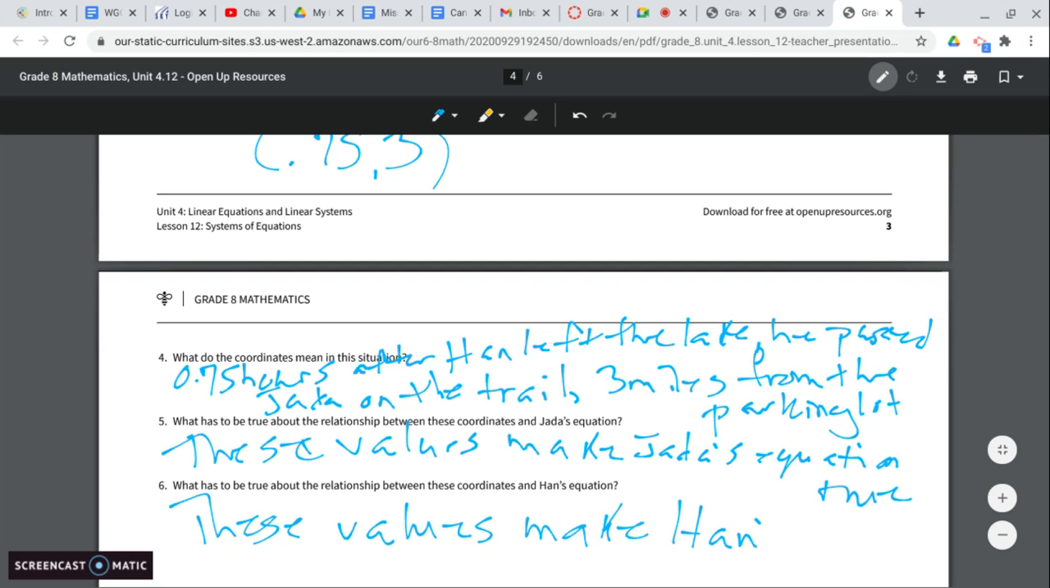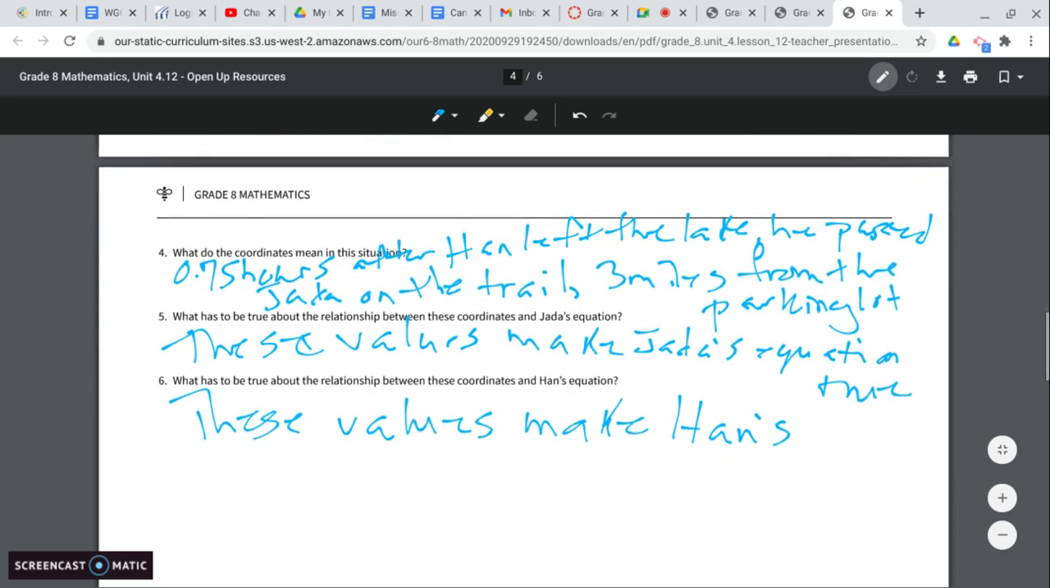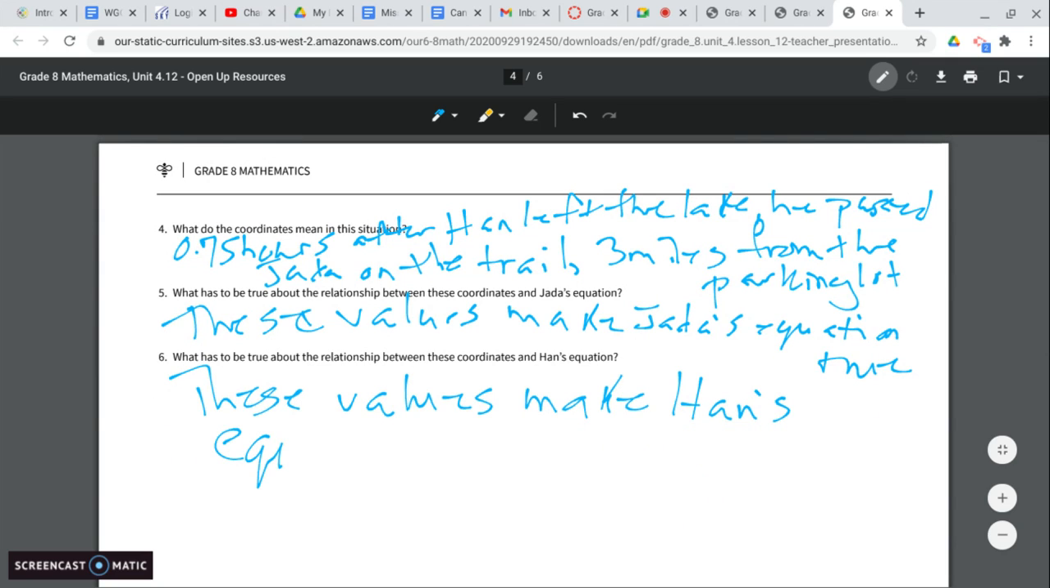A solution is going to make the equation true, and the fact that it's the intersection between these two equations means it's making both equations true. Now, if we were to plug the point (0.75, 3) back into each of these equations and it didn't work for one of them, then we did something wrong in our graph. That's a really good way of double checking, by going back and plugging in that intersection point and working it out to see if it's true.